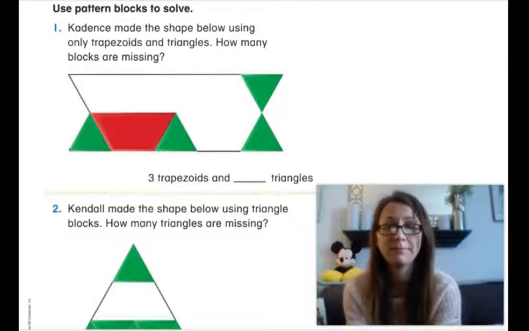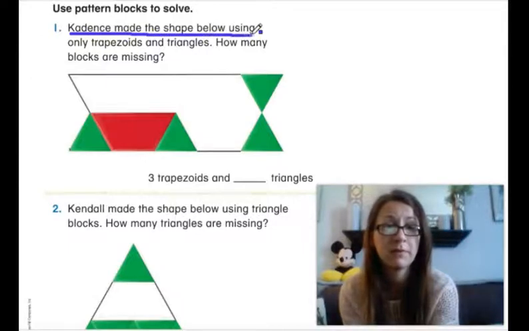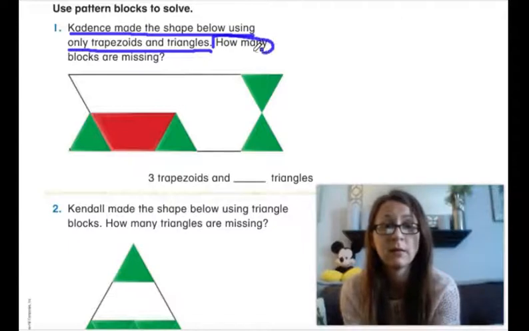So here's number 1. Number 1 says, Cadence made the shape below using only trapezoids and triangles. So we're going to underline this first sentence. This word problem is being very specific with the shapes that they want us to use. You can only use trapezoids and triangles to solve this question. The next sentence, how many blocks are missing? So we need to circle this sentence. This sentence is telling us what we are trying to find. We're trying to find how many blocks are missing.